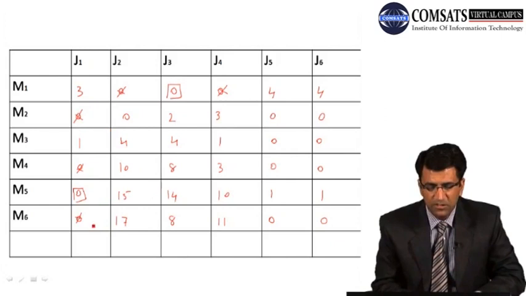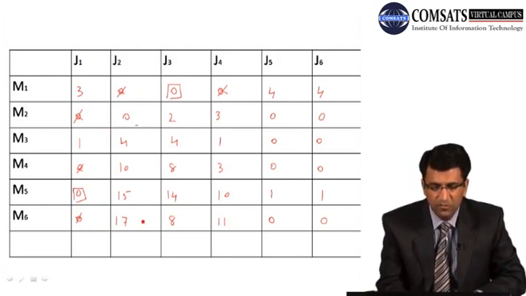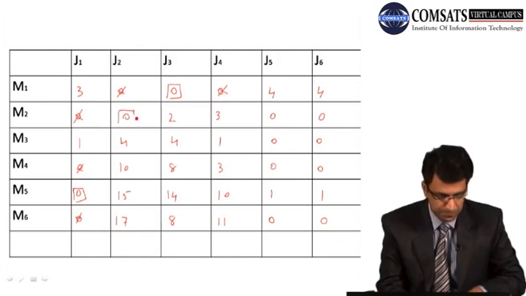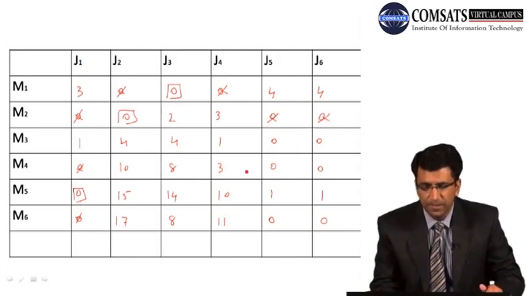In the first column you can see there is no 0 available. In the second column we have a 0, so you can assign it, and again you'll have to cross down all the zeros in the relevant rows. Again, third column no 0, fourth column no 0, fifth column more than one 0, you can leave it. Sixth column more than one 0, you can leave it.